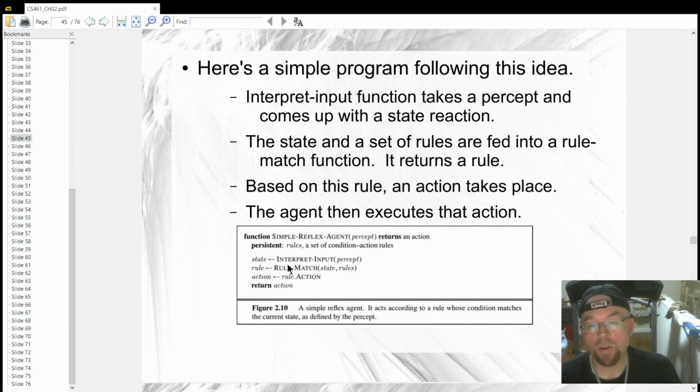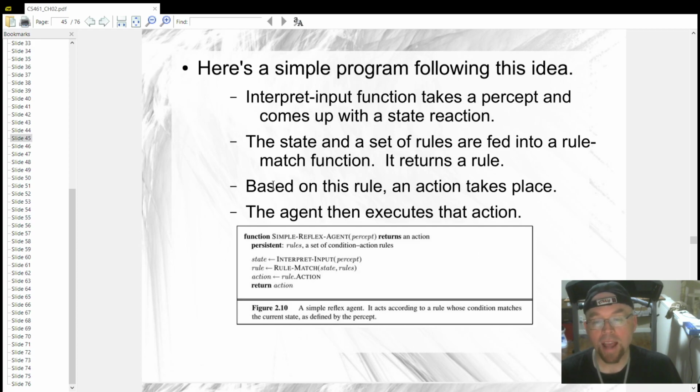Okay, so what you have here is a function in this pseudocode that says, you're going to have some function that's going to interpret your input for you, right? Like I said, we're looking at a function that's more generalized. This is a more abstract way of looking at it. So percept comes in, action comes out. So what's persistent? Rules, right? You've got a set of condition action rules that's going to be available to your implementation of the agent function.